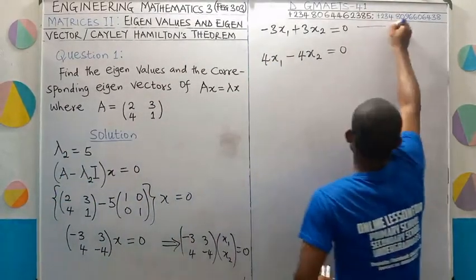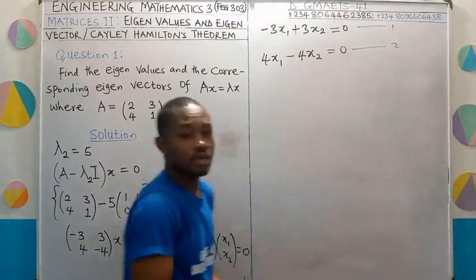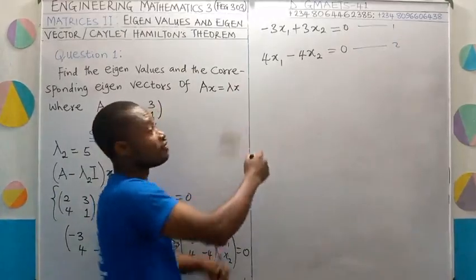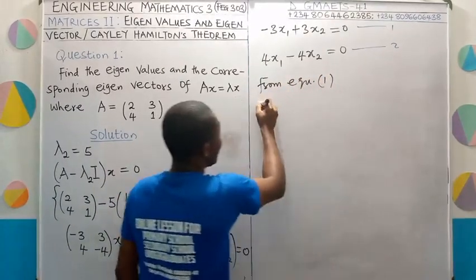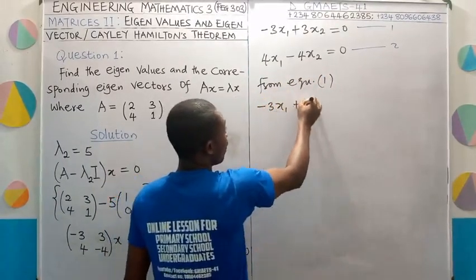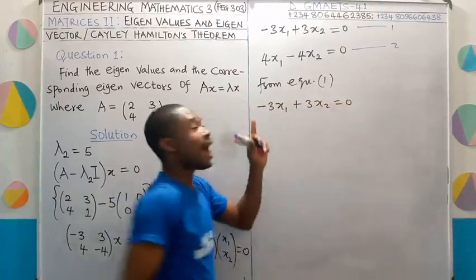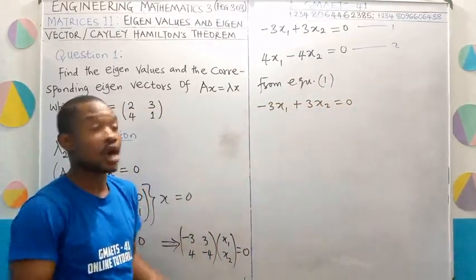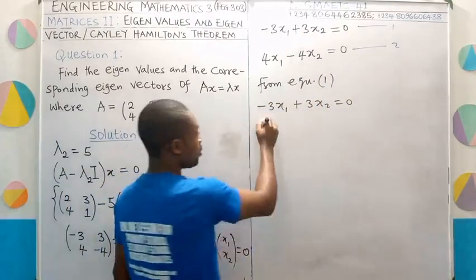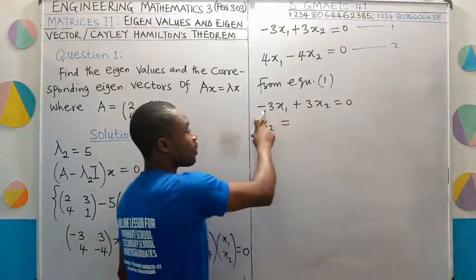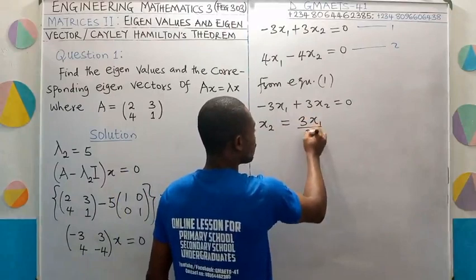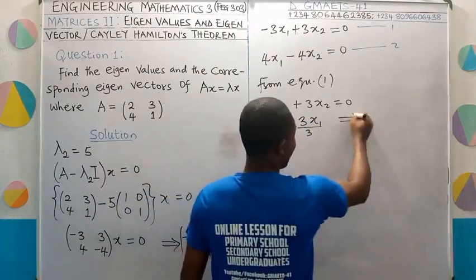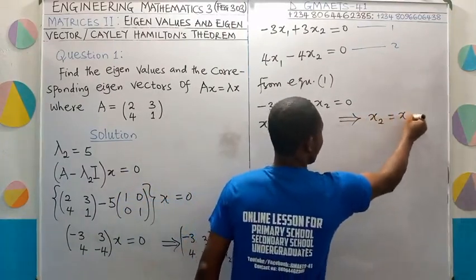Let's call this equation 1 and this equation 2. So using any one of them, since they contain the same variables, from equation 1, I have minus 3x1 plus 3x2 equal to 0. I'm going to solve in terms of x1, so I'll be making x2 the subject of the formula. Minus 3x1 we cross to give us plus 3x1, and then I'll divide by 3. And so this implies that x2 is equal to x1.